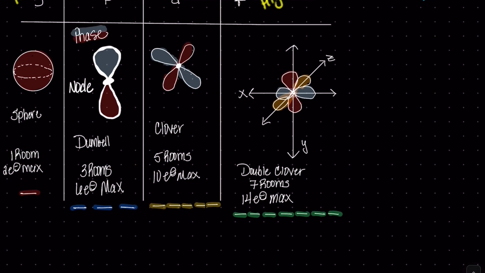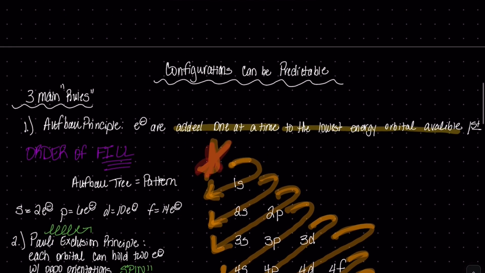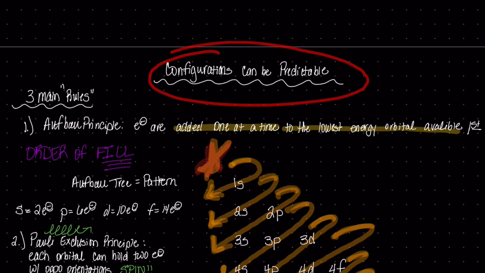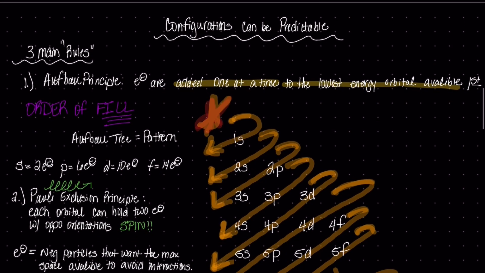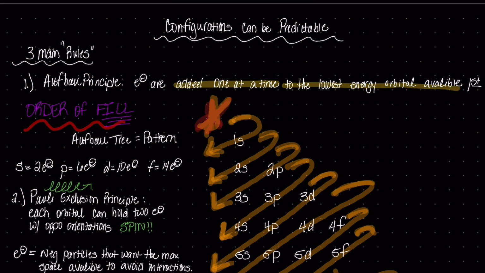As you start to build these, you can see how things can get spicy the further we get built out, and how things can rearrange themselves to maintain stability. But these configurations are built in a predictable manner, based off of 3 main rules. The first one is Aufbau's principle, which says that the electrons are added one at a time to the lowest energy orbital first, i.e. its order of fill. Now don't go on to Google Land. Google Land will lead you astray. Here you have to learn how to use the Aufbau tree to determine the pattern of fill.